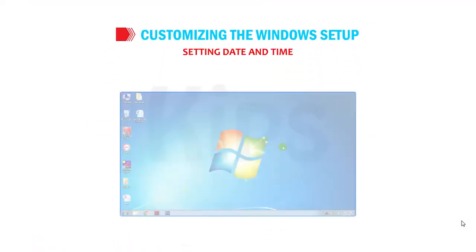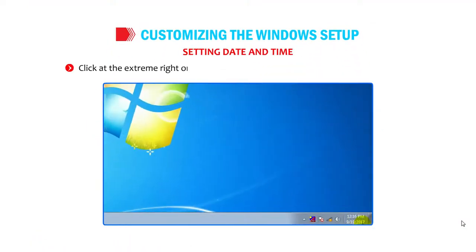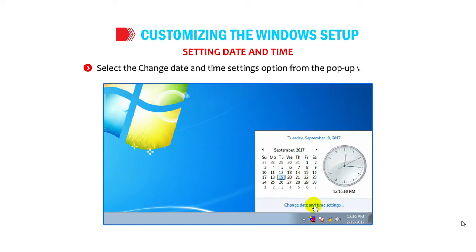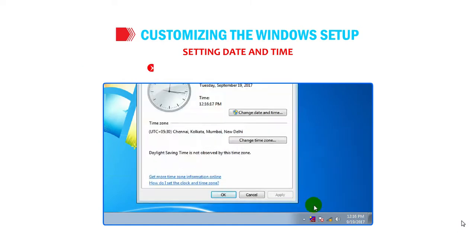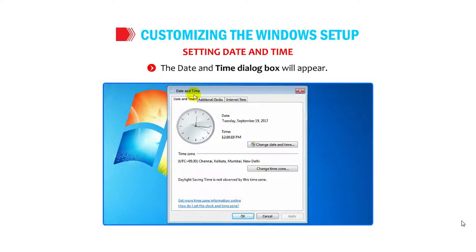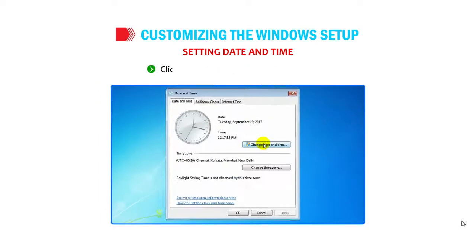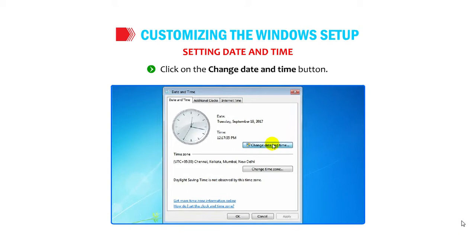Setting date and time. Click at the extreme right of the notification area where you see the date and time. Select the Change Date and Time Settings option from the pop-up window. The Date and Time dialog box will appear. By default, the Date and Time tab is selected. To change date, click on the Change Date and Time button.